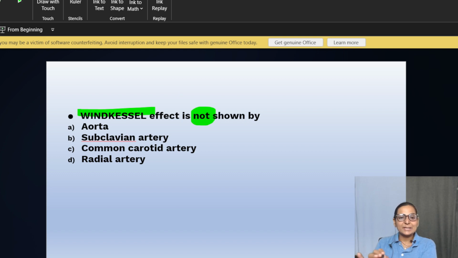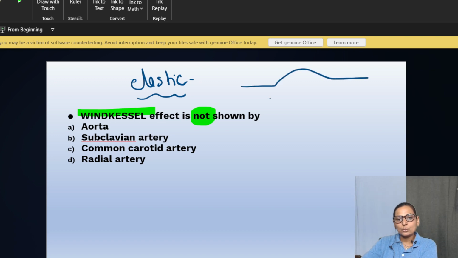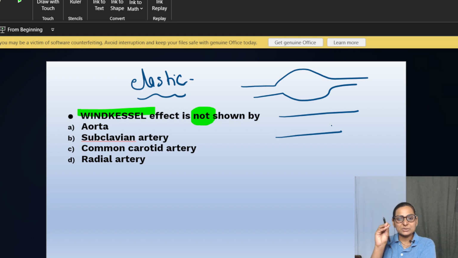So what is Wind-Kessel effect? Wind-Kessel effect is due to the elastic property of the arteries, which are rich in elastic structure. That means during systole they are going to stretch, and during diastole they are going to come back to their position, which will help in the flow of the blood during diastole, because systole is using kinetic energy and pushing the blood forward, but the blood will be moved forward during diastole because of this stored or potential energy.